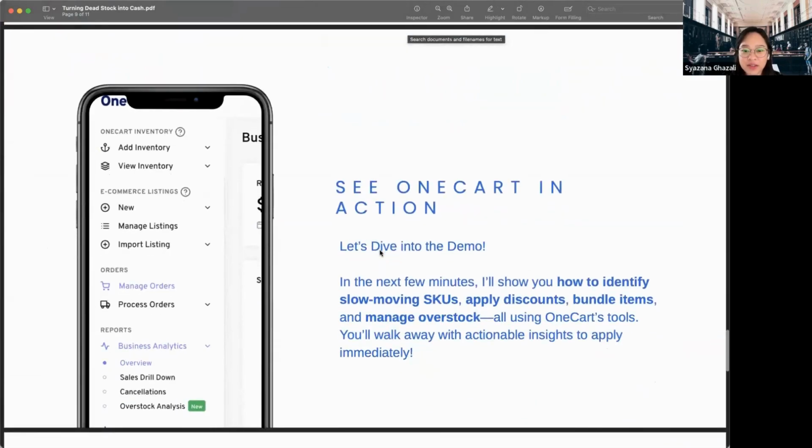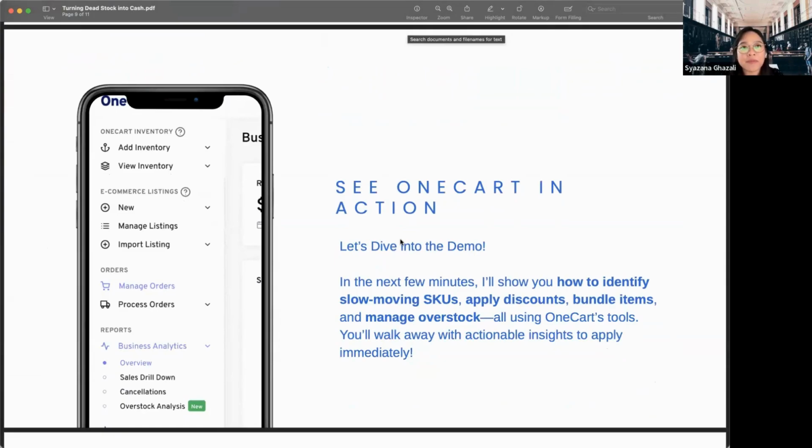So right now, let's just jump in. I will show you in OneCart. Right now, we'll jump into the demo to see OneCart in action. So in the next few minutes, what I will show you most importantly is how to identify all these slow moving SKUs, how to apply discounts.